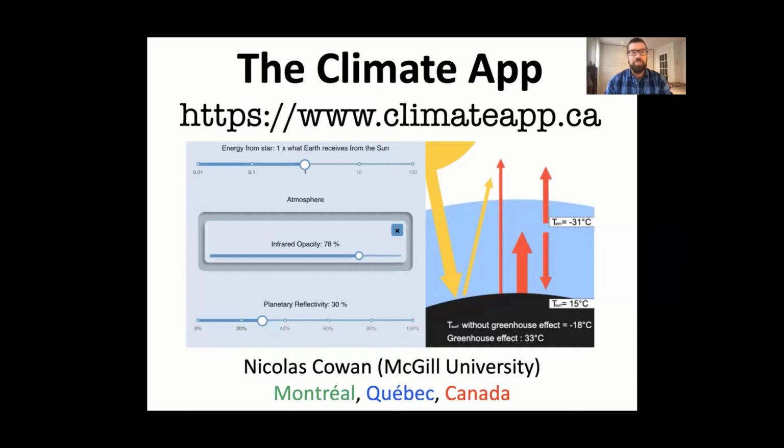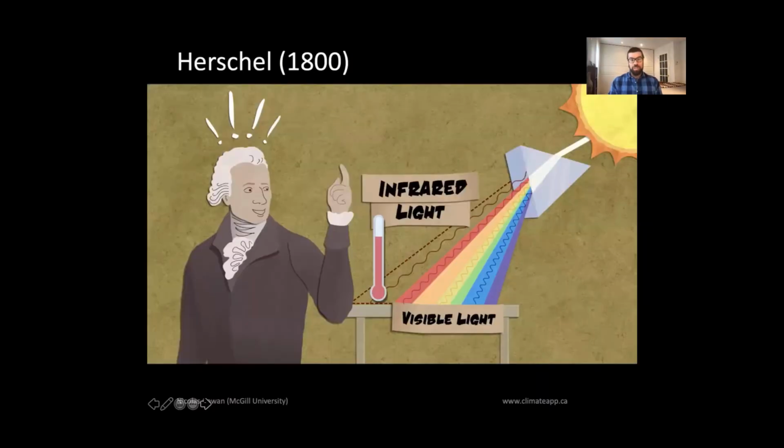Hi, everyone. Today I'm going to tell you a little bit about the Climate App, which is a tool for teaching people about everything from climate change to the habituality of exoplanets and pretty much everything in between. So this started with Herschel in 1800 with the discovery of infrared light. So there was this light that we can't see with the naked eye, but it can heat things.